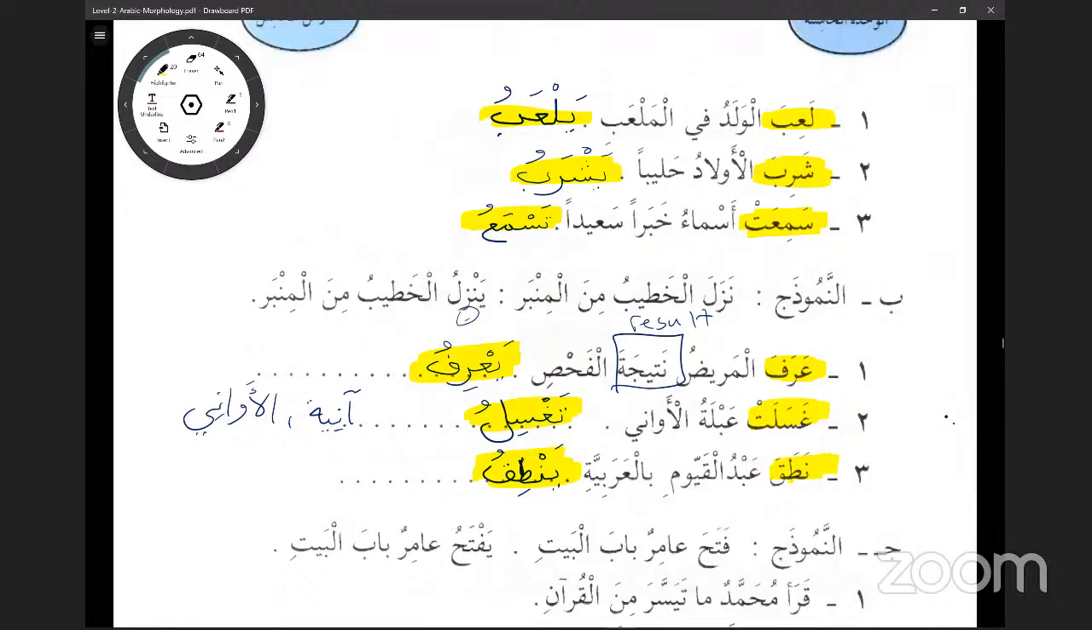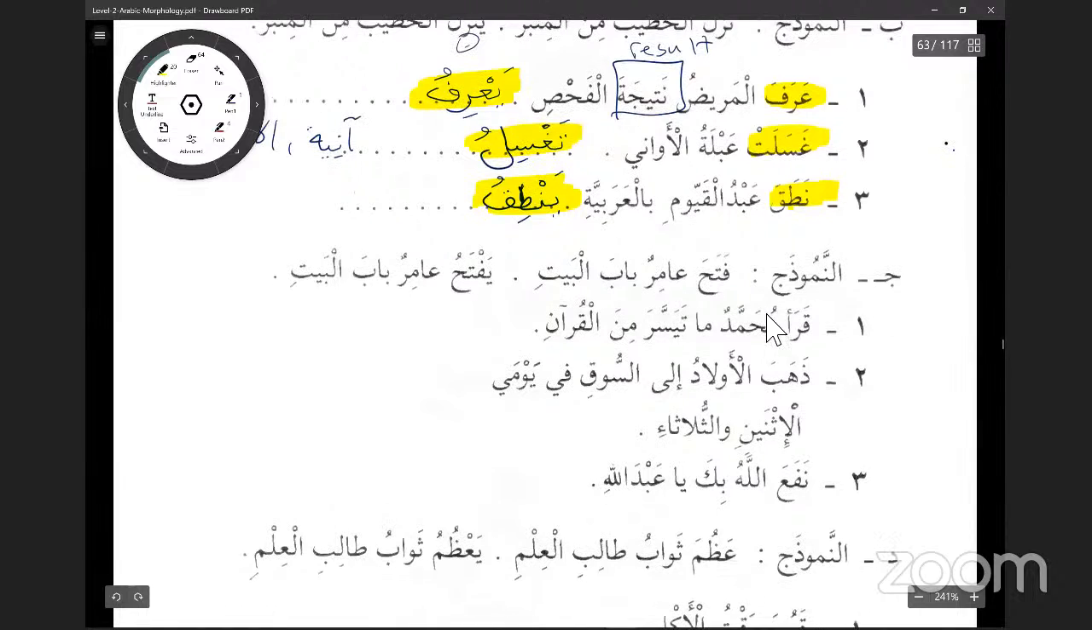Alhamdulillah. Good. So next, let me read the directions first, and then I'll call. We have a model example here: Amir opened the door of the house. Amir is opening the door of the house. For number 1, can we have Admir read number 1, translate for us, and then put the fi'l in Mudari form and let us know what bab it is from.